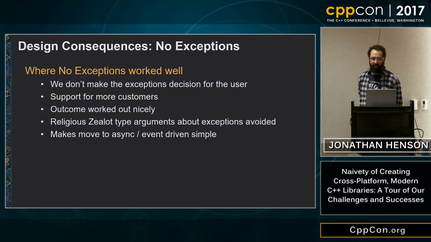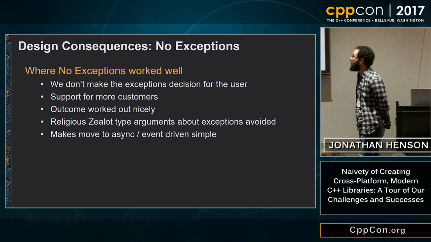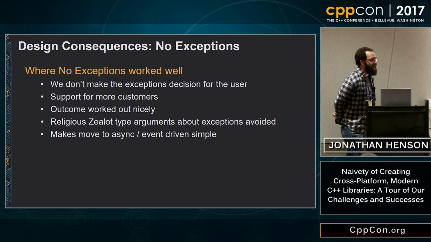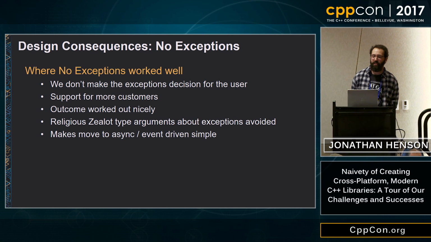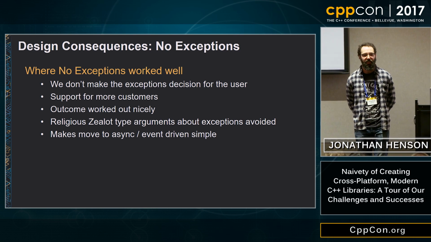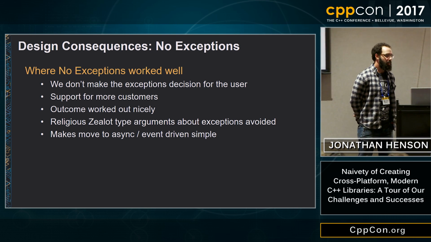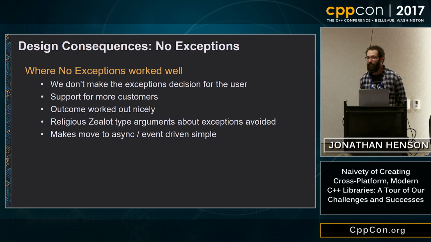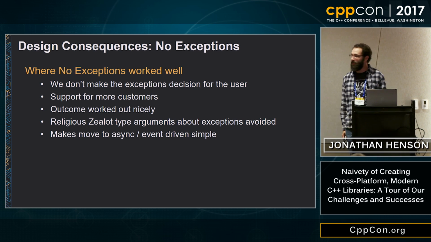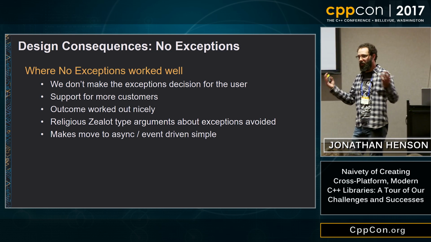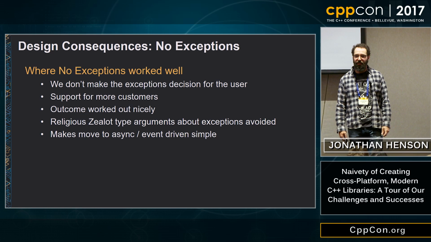Outcome worked out nicely. It made for nice and tidy code most of the time. We never had to have the religious zealot argument about exceptions because we simply said our customers, not all of them can support it, it's not an option, close the book, it's finished. And more recently, it makes the move to async event-driven I/O far simpler. If you just wean yourself off of exceptions now, when you go to an event-driven architecture, you have, I don't know, 2 function calls and a stack trace anyways, so how's it going to help you very much?